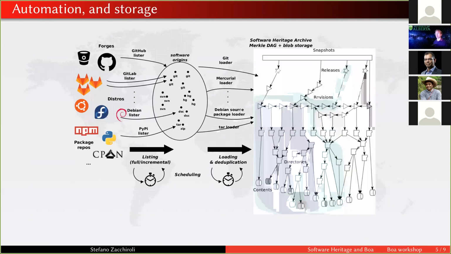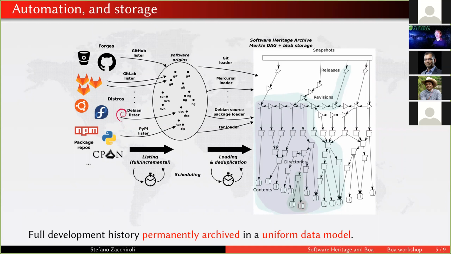So we crawl individual Git repositories, Mercurial repositories, packages in Debian, or packages on NPM and PyPI and so forth. And we visit those places and we retrieve new stuff which we have never seen before, and we store it in our giant Merkle DAG. So the data model is uniform, which means essentially you can traverse the history of software source code, no matter the technology that was used to develop and distribute them to individual forges.